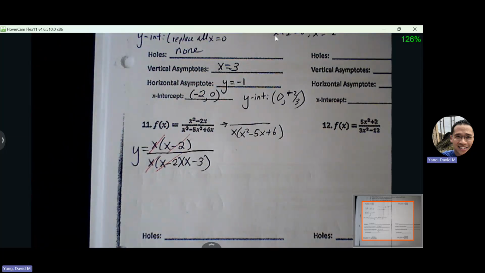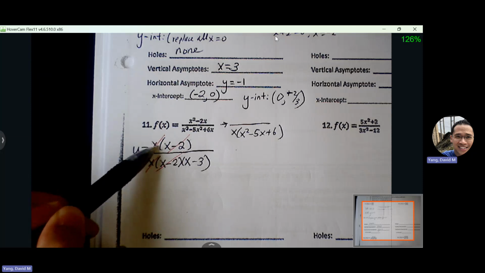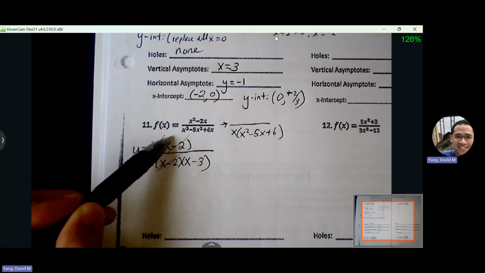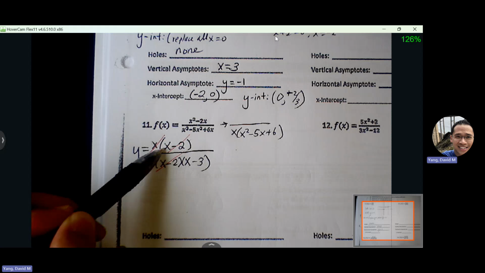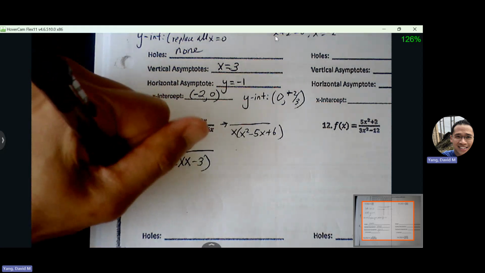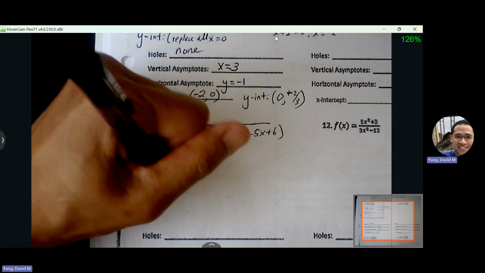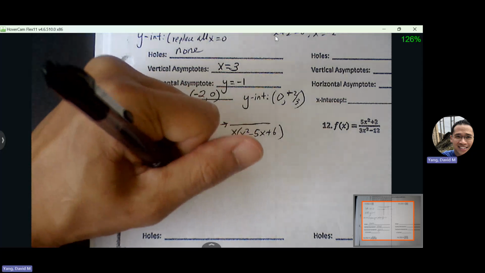So anything that I've canceled out is indicating the location of a hole. So if I set x equal to 0, that's just going to be a hole at x equals 0. If I set x minus 2 equal to 0, that also indicates that there's a hole at x equals 2. So we know there are two holes, a hole at x equals 0 and x equals 2.